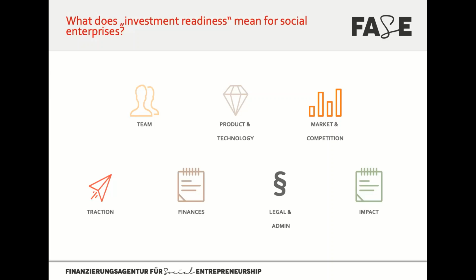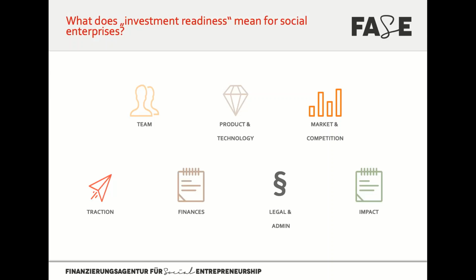So I listed 7 categories here. Depending on whom you ask, some will say it's 5, some will say it's 10, but in the end it is always similar. First category is team. Second one is product and technology, or maybe also service and the innovation level of a service. The third one is market and competition. The fourth one would be traction, and traction essentially means: are you able to create revenues, and how much, and how? The next one would be finances and financials in general, and how that looks. Then there's a part that's legal and admin. And then obviously there's one part that is called impact.